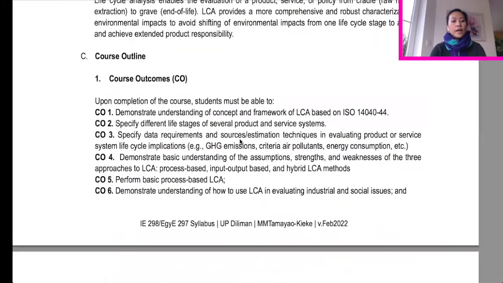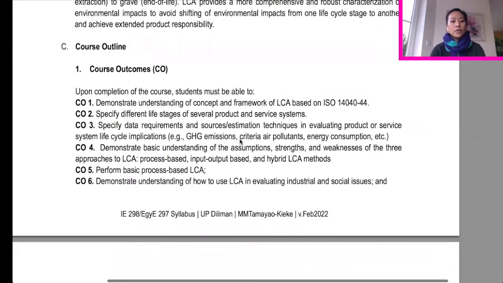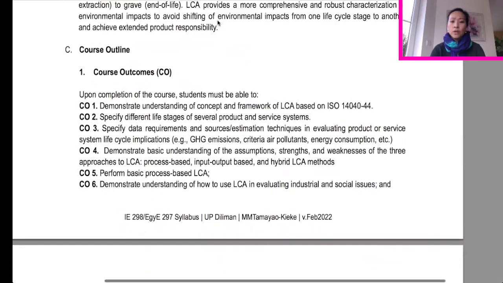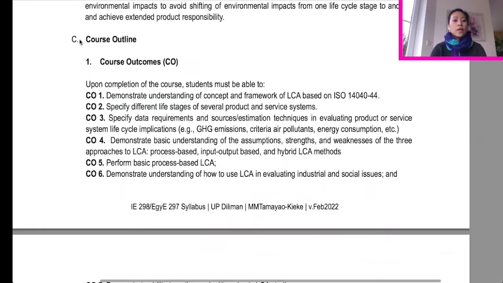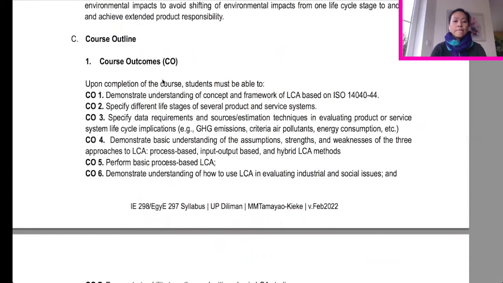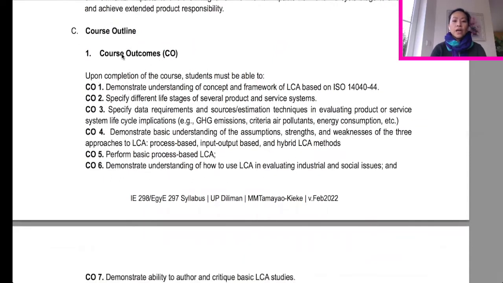Okay. Next, we move on to section C. We'll discuss more on this now as we go through the course. Okay, so section C, course outline. So first we talk about the course outcomes, the things that are expected of you upon completion of the course.